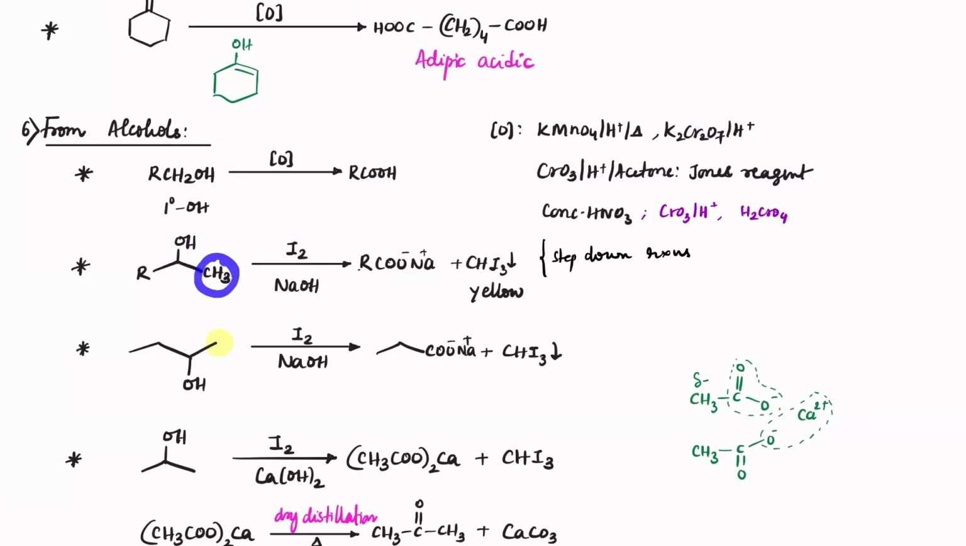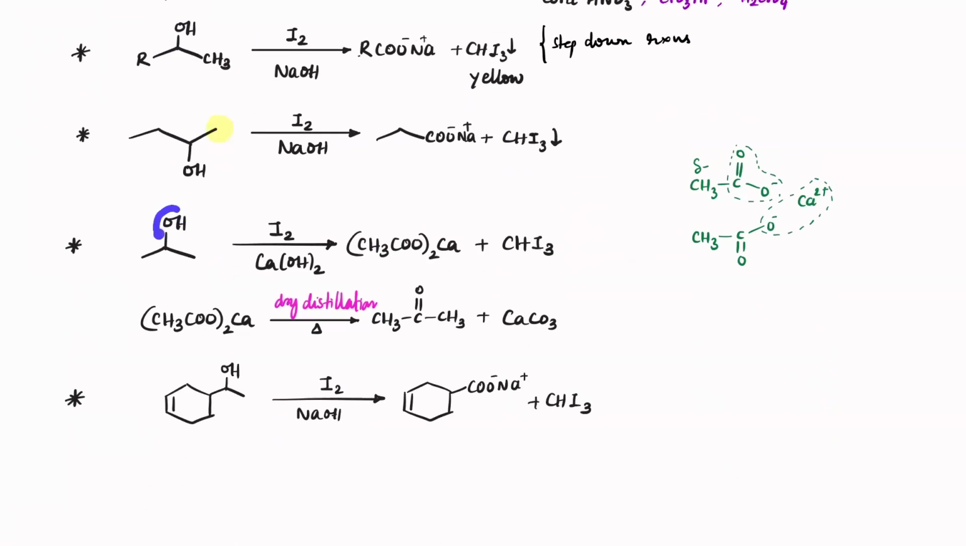In case of secondary alcohol here, if we treat with I2 NaOH, it will go through the iodoform reaction. So this carbon will convert into iodoform. The rest of the part will convert into acids. Same thing here also. This carbon will convert into iodoform. The rest of the part is converting into acids. If you have alcohol, in the case of calcium hydroxide, again this form will convert into iodoform. The rest of the part will convert into calcium salt.